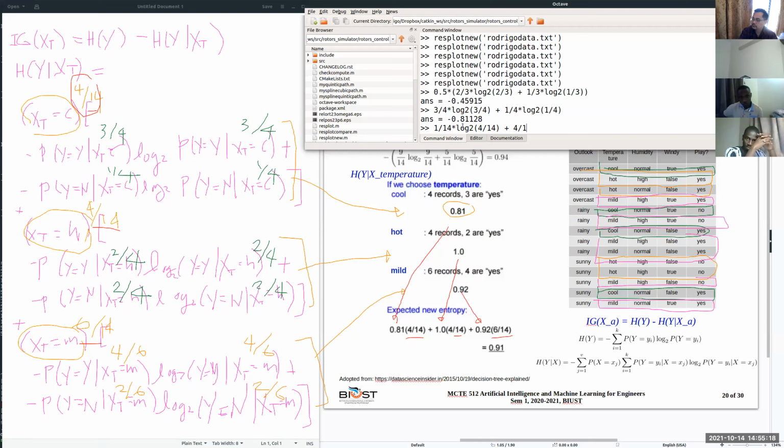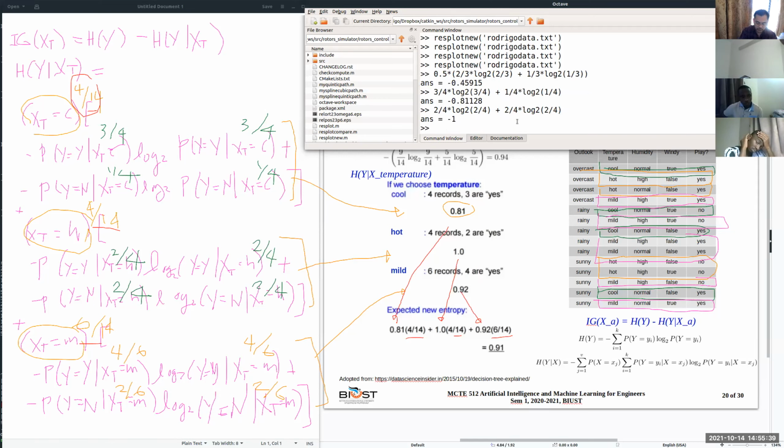No, 2/4. This is 2/4 multiplied by log 2 of 2/4. Okay, times 2. 2 divided by 4 times log 2 of 2 divided by 4. Okay, that's -1, so that's 1.